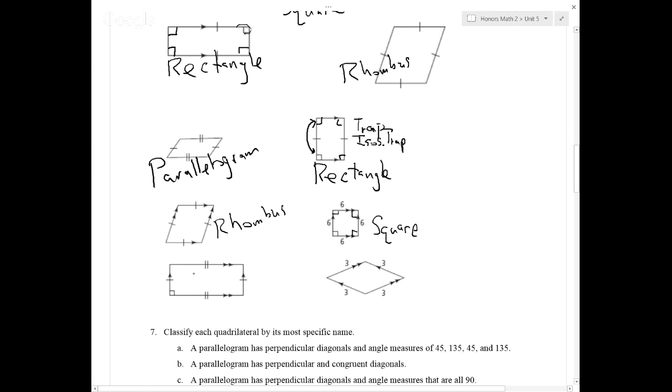Next one down, we have opposite sides congruent, opposite sides parallel, but also the right angle there goes to all of them because it showed up in 1 in our parallelogram. So we're going to go rectangle. Here we have all 4 sides congruent, and it is a parallelogram. So we're going to say rhombus.